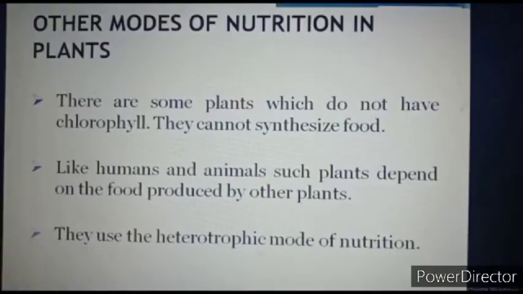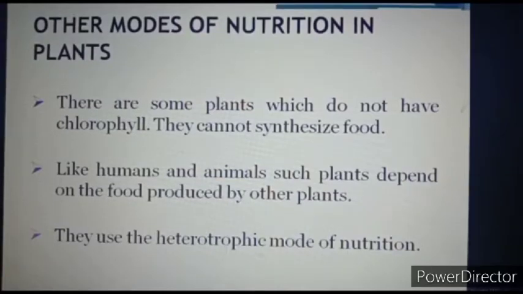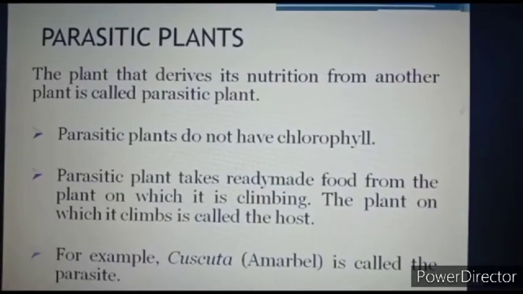Today we will see other modes of nutrition in plants. There are some plants which do not have chlorophyll. They cannot synthesize food. How do they survive and from where do they derive nutrition? Like humans and animals, such plants depend on the food produced by other plants. They use the heterotrophic mode of nutrition. Now we move on to our next topic, parasitic plants.